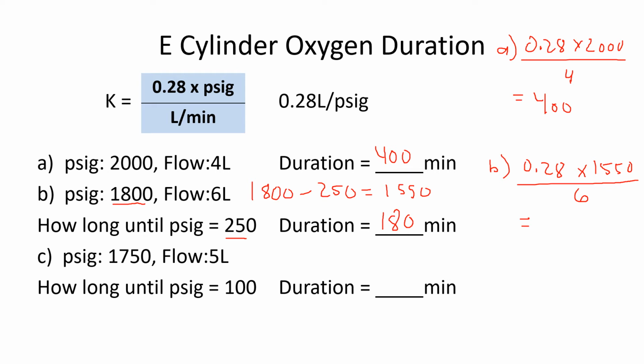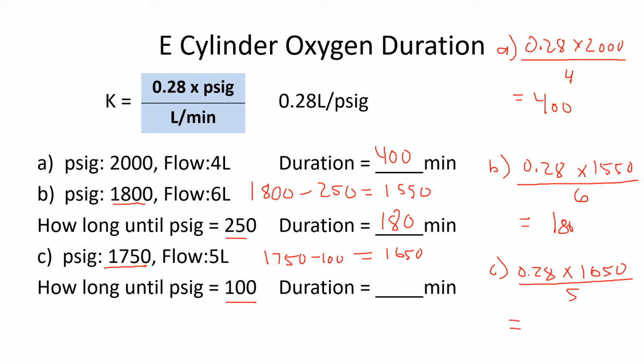Moving on to C, we're starting at 1750. I want you to stop at 100. So we are going to be using 1,650 pounds per square inch. Just plug it in. For E cylinders, the conversion is 0.28 liters per pound per square inch of pressure. Our rate here is 5 liters. How long until 100 pounds per square inch? All right, so about 92 minutes.